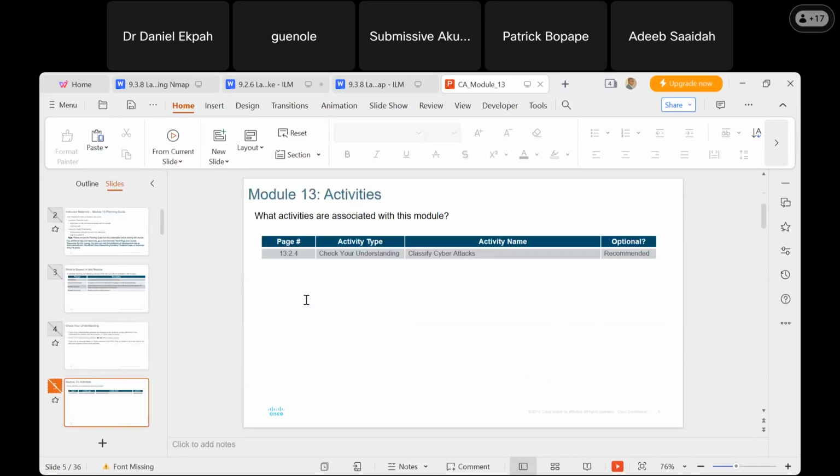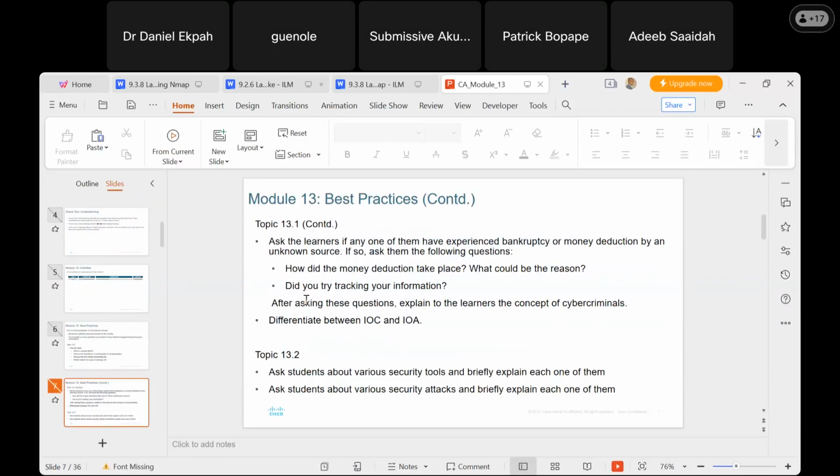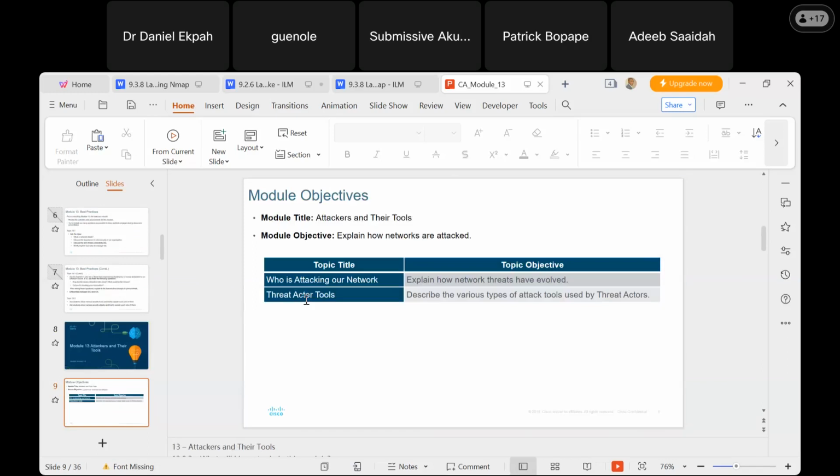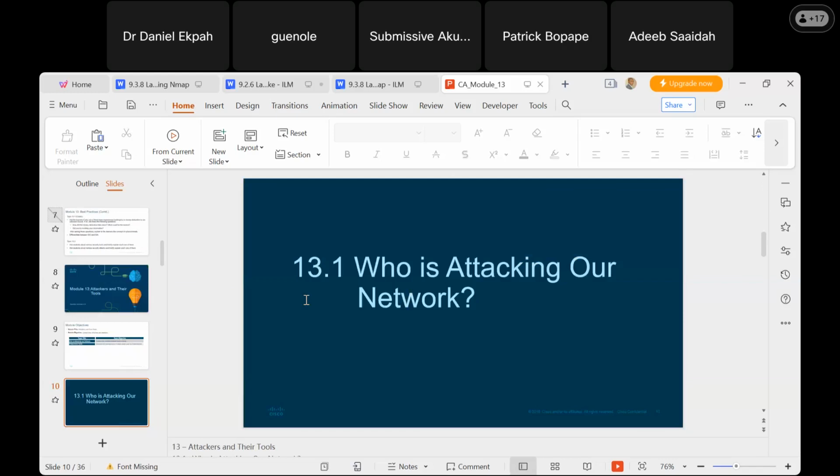So quickly we look at the objective for this particular module. We should be able to explain how network threats have evolved over time, and then describe the various types of attack tools used by the threat actors. So who is attacking our network?